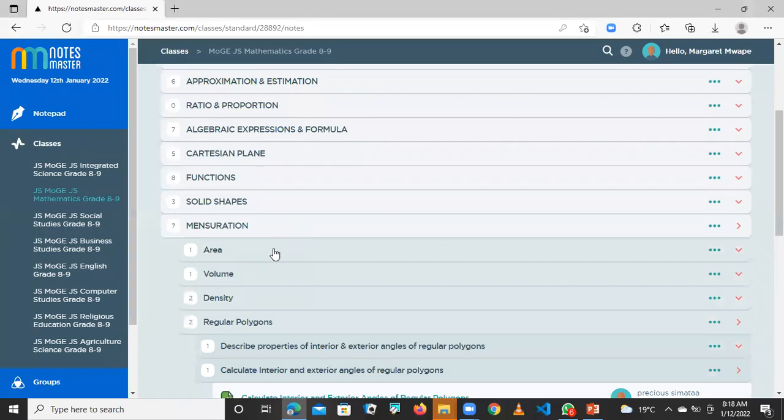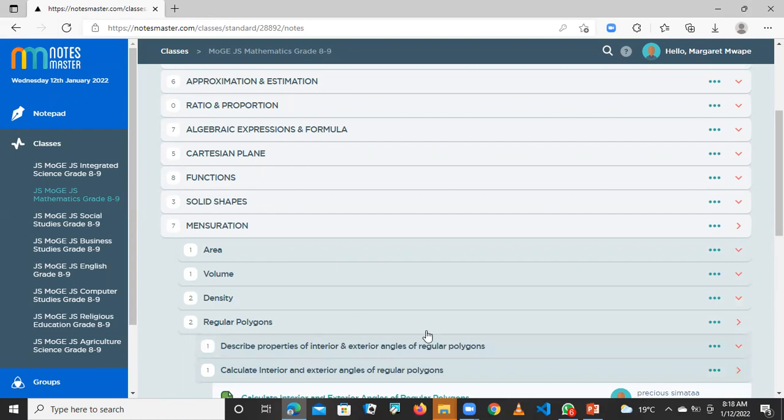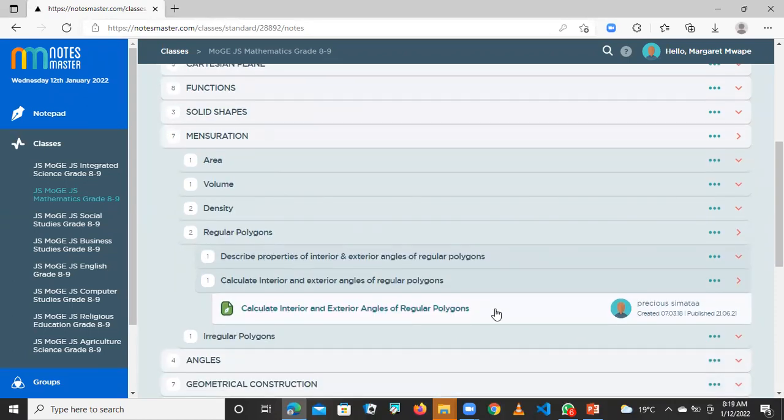I've clicked there. You have questions that can come from area, volume, density, then regular polygons and irregular polygons. But today we are going to look at regular polygons, and under regular polygons, we assume that we have done the first topic, which is describing properties of interior and exterior angles of regular polygons. So we'll move on to calculating interior and exterior angles of a regular polygon. This is the one which will give us the topic for today.